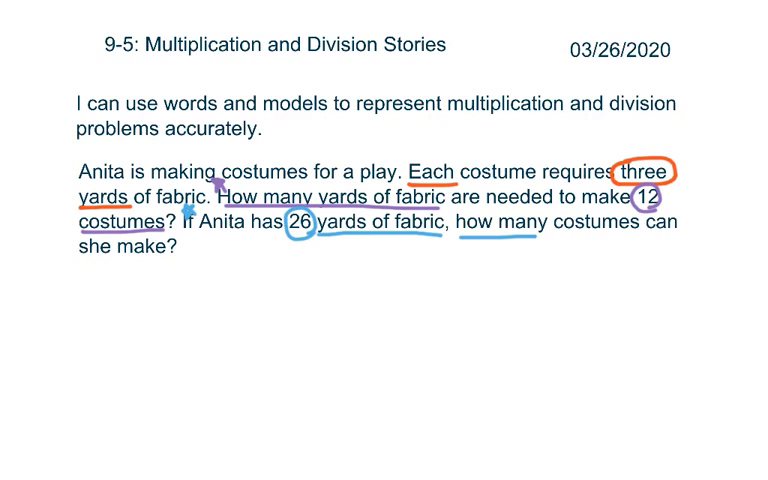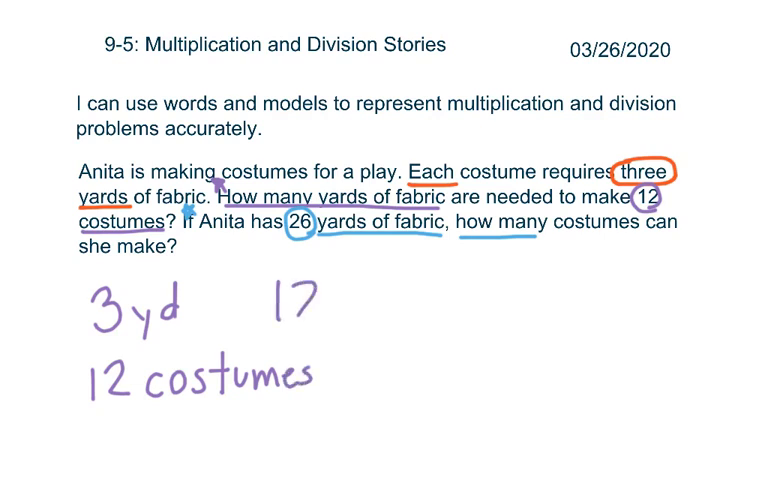So she knows that she needs 3 yards of fabric per costume. If she wants to make 12 costumes, we don't yet know how many total yards she needs. That's what we're finding out. So that first question is actually a multiplication problem. 12 costumes, and they each need 3 yards of fabric. 12 times 3 is 36. So the first question, Anita would need 36 yards.